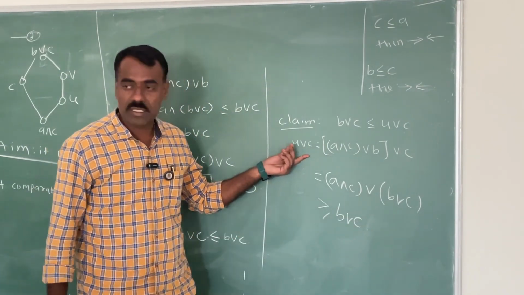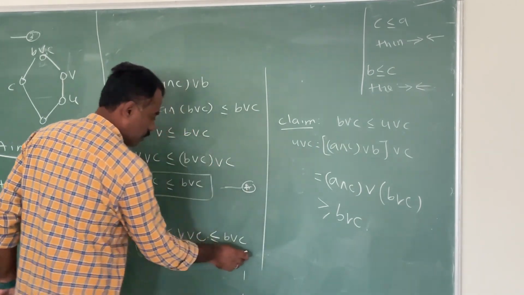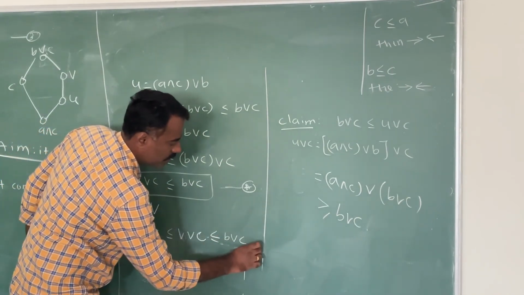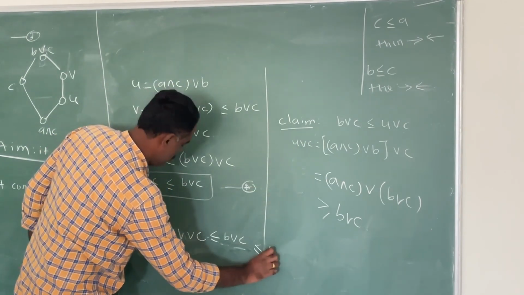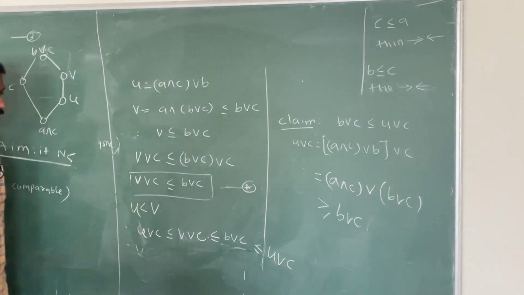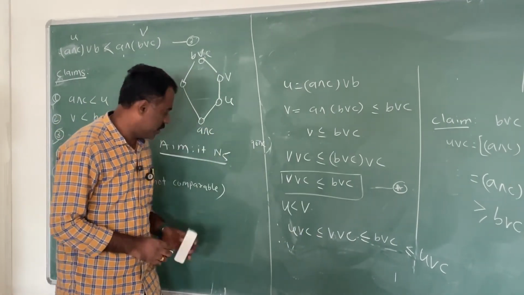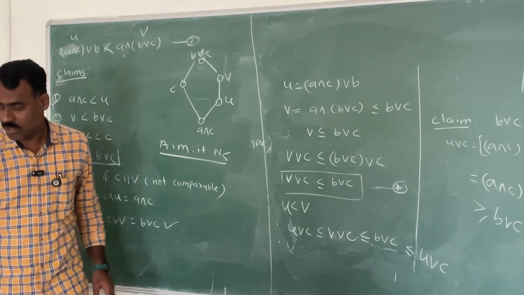So that is what we are supposed to prove. U join C is bigger than B join C. So from this what do you know? Just now we proved that B join C is less than or equal to U join C. Now if you combine all four, what will you get? All are equal. Yes or no? Yes. So that shows this. Is this clear? Yes, sir.